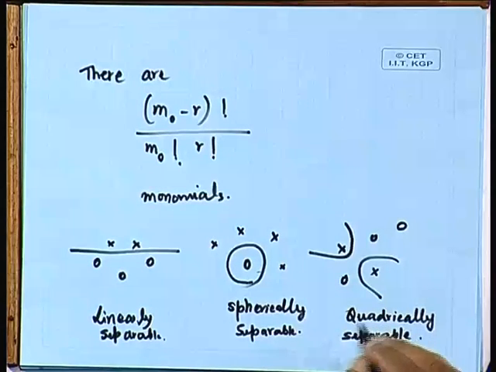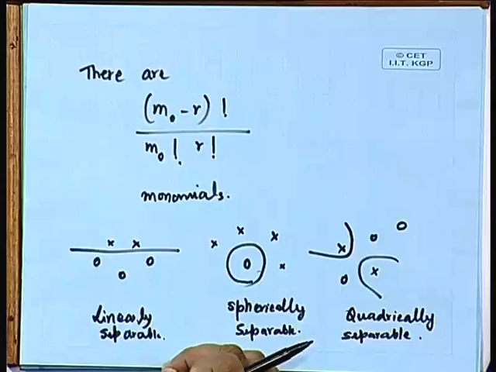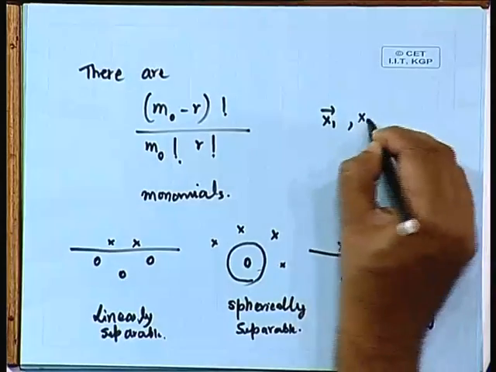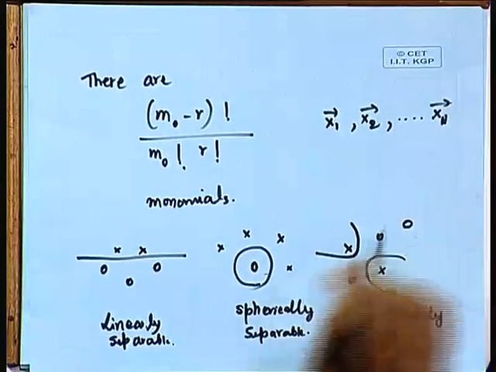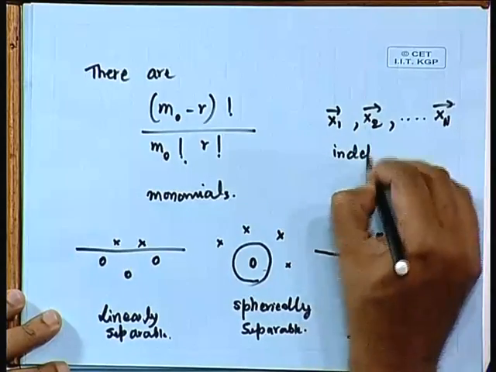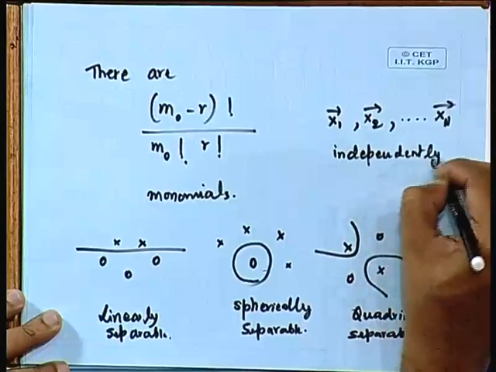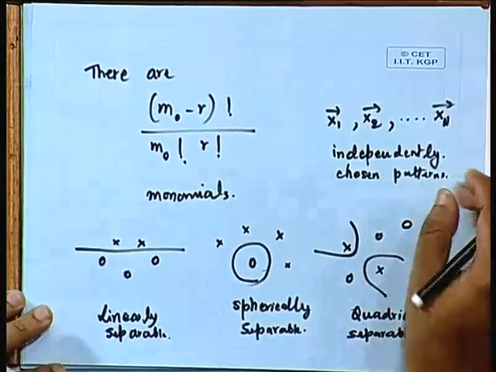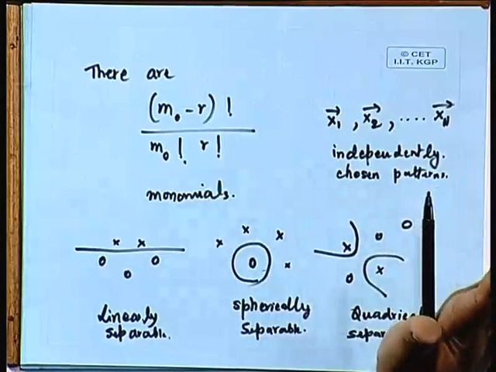Now, some very important findings that Cover had found out: let us say that the activation patterns, all these different patterns that you are feeding, that is x1, x2 up to xn, are chosen independently. And also we assume that all possible dichotomies of these patterns are equiprobable.